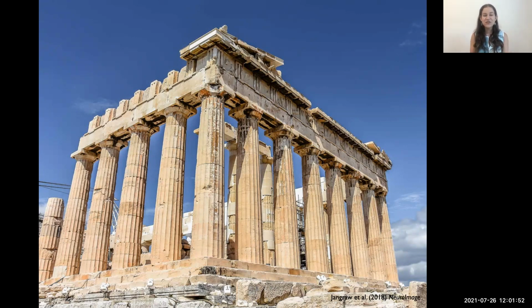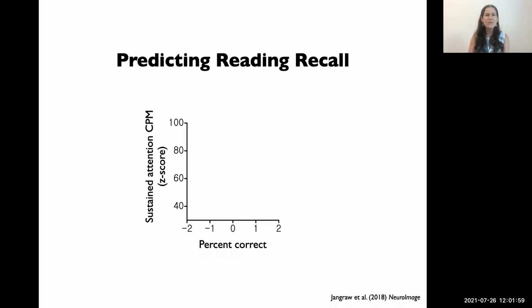So they read these transcripts during fMRI, and then after they got out of the scanner, they were given a test to assess what they remembered and what they recalled from what they read. And what the researchers found is that the degree to which these individuals had expressed the high attention network relative to the low attention network was related to their performance on that recall test. In other words, individuals who showed stronger functional connectivity signatures of sustained attention during reading better recalled what they read after they got out of the scanner.